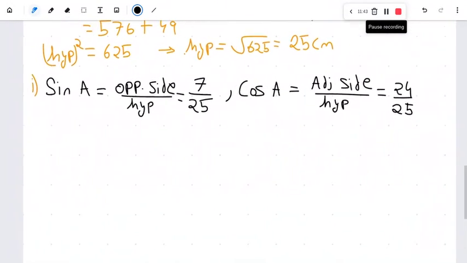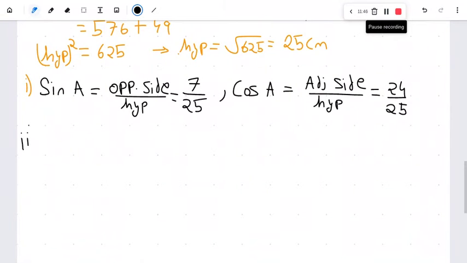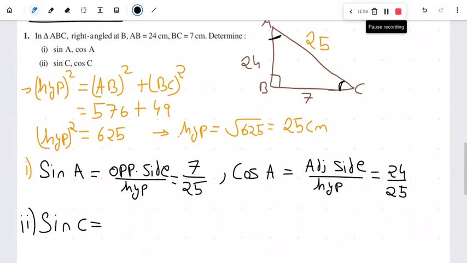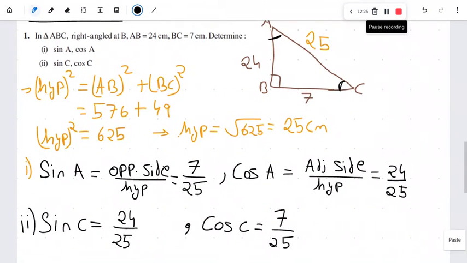We got our answer. Now we have one more part, that we have to find sine C and cos C. Now we're taking the second angle, sine C. What will be sine C? Again opposite by hypotenuse. What is C here? This is C, correct? What is the opposite side? Opposite is AB. So 24 divided by hypotenuse, again 25. So 24 by 25 is sine C. Similarly, cos C will be equal to what? Adjacent side of C. Adjacent side is BC, 7 centimeter, divided by hypotenuse, 25. So this is our first question.